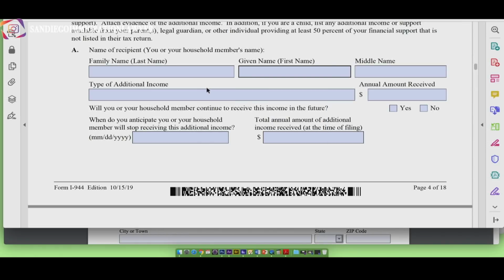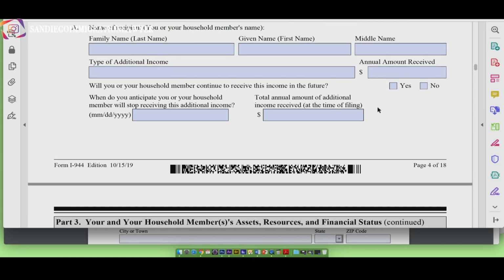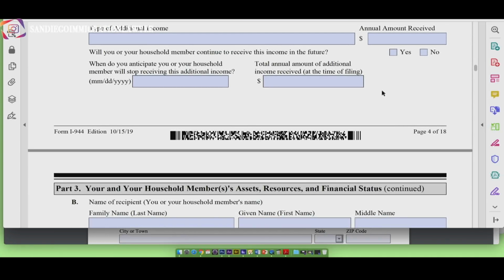So you want to enter the name of the recipient who received the public benefit. If it was your spouse, you do have to put your spouse. And if your spouse is still receiving public benefits, you are going to have to put that information in there. So it's not just about you, it is also about your spouse, because it's asking for you and your household members. So you will enter that information here. You will also want to answer if they're going to continue to receive public benefits in the future, and what amount, up until when they will be receiving those public benefits.